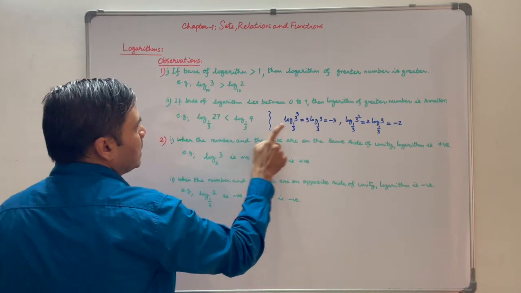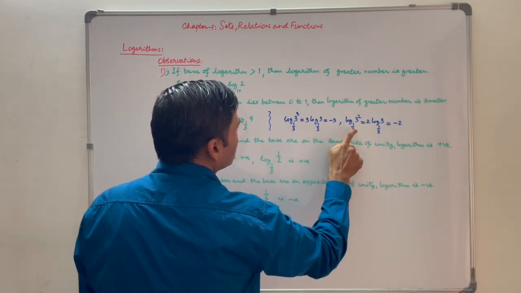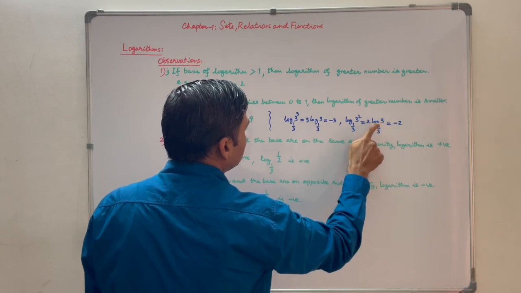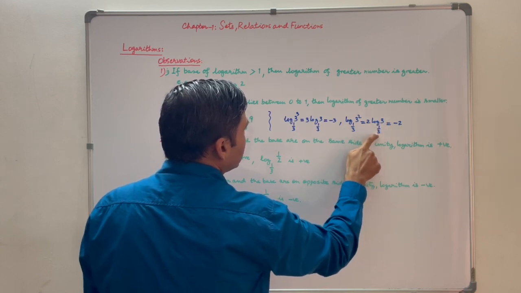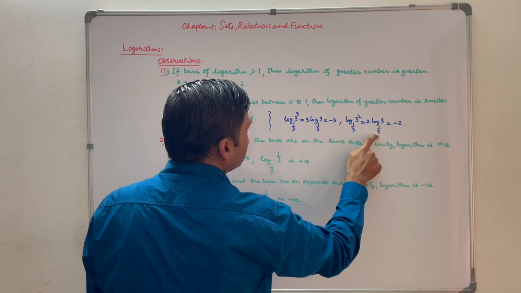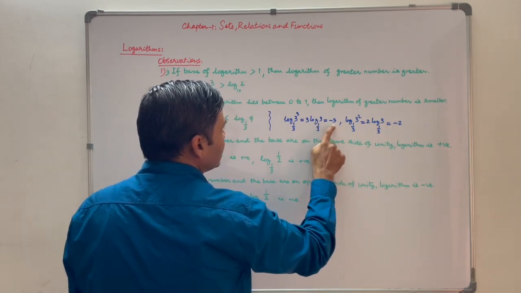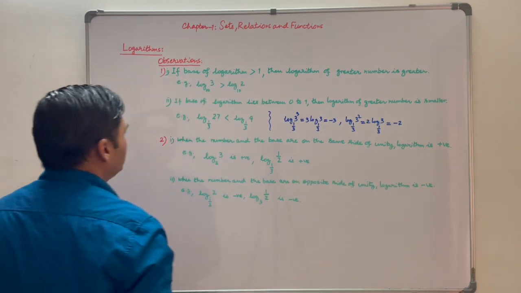And this can be simplified as log 3 to the power 2 to the base 1 by 3. This power can be shifted here, so it will be 2 log 3 to the base 1 by 3. And we have read that log a to the base 1 by a is equal to minus 1. So it will be minus 2. Clearly, minus 3 is less than minus 2.